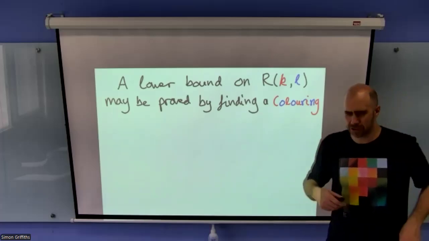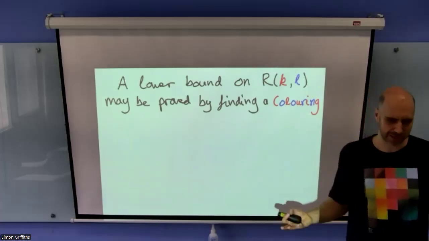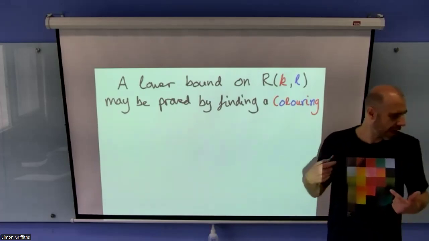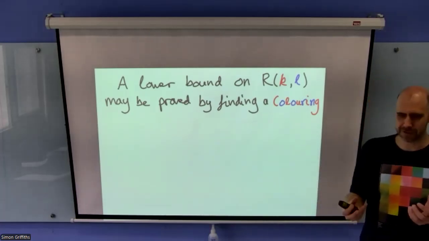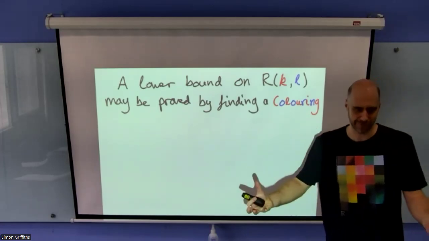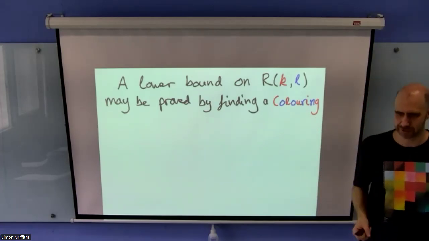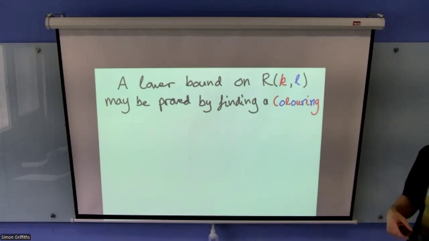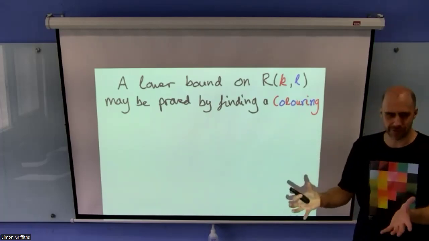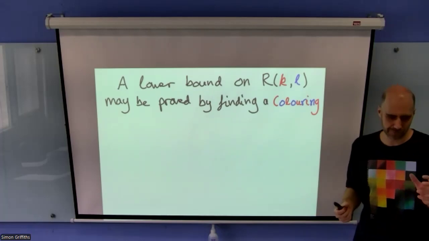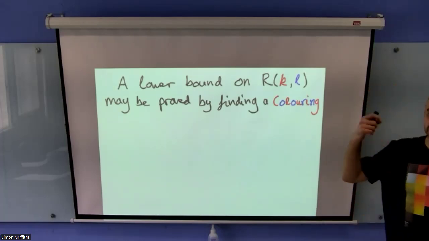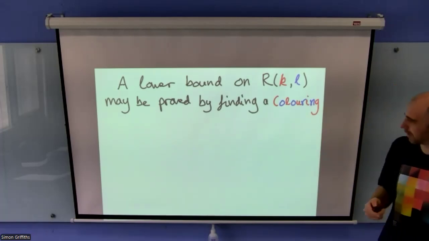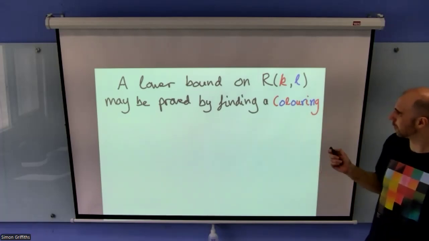So even just what is the challenge, what is the objective? If you want to prove a lower bound on Ramsey numbers, you need to say a certain number of vertices is not enough to guarantee the structure. How do you do that? Well, you need to exhibit a colouring of the edges of the complete graph on some n vertices, so that you do not have a red K_k, say, or a blue K_l.